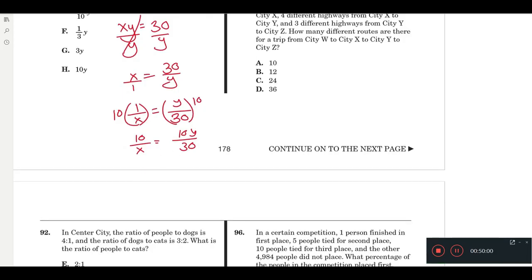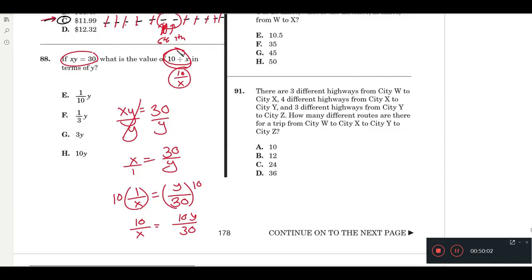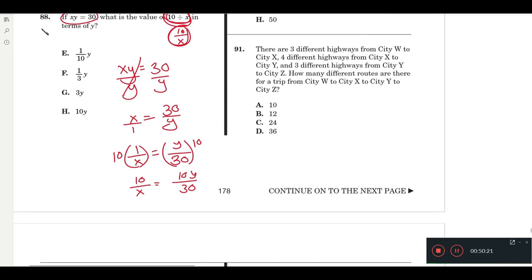Why did I do it? Because look at the question. What is it asking? What is 10 divided by x? Means what? What is 10 over x? They didn't ask for what is x. They asked for what is 10 over x. Oh, okay. I'm going to show you another way after this if you don't understand it. So 10 over x here is equal to 1/3 y. This is one way of doing it, but if you're confused, let me tell you an easier way.